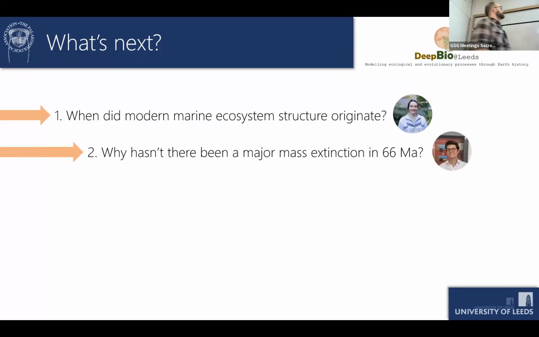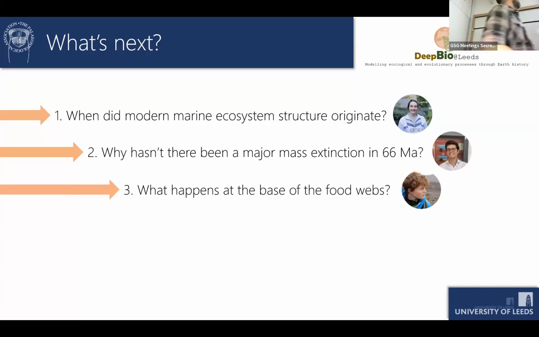Why hasn't there been a major mass extinction in the last 66 million years, despite really profound climatic events like the Paleocene-Eocene thermal maximum, the other Eocene warming events? They have all the signatures of an environmental event that should cause a mass extinction event, but they don't. So my postdoc, Baran, who started last January, he's investigating that. He's applying some of these modeling frameworks to test the resilience of communities through the Phanerozoic.